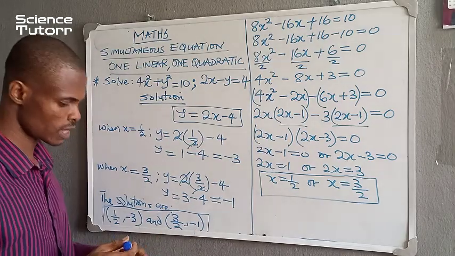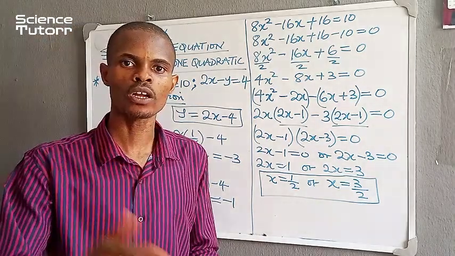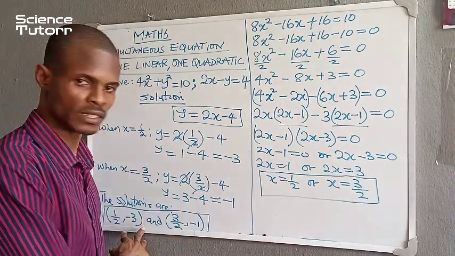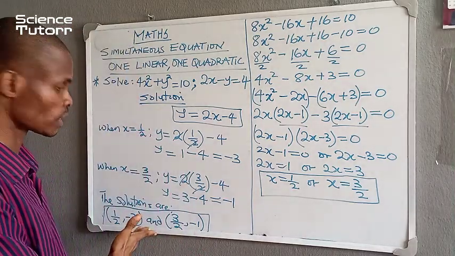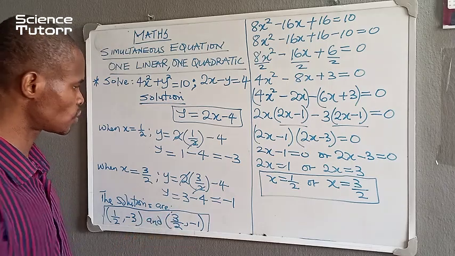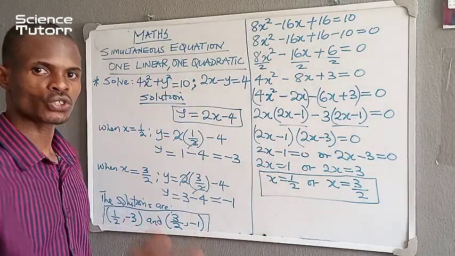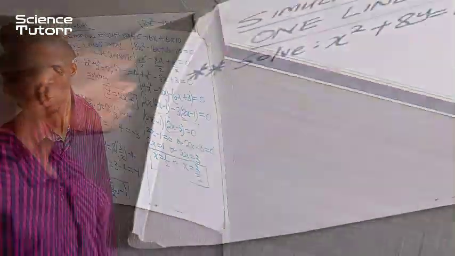And that is to tell us that in one linear, one quadratic, you will always have such an answer. Many times you have such an answer. So this is the solution to this problem. On to the next question.